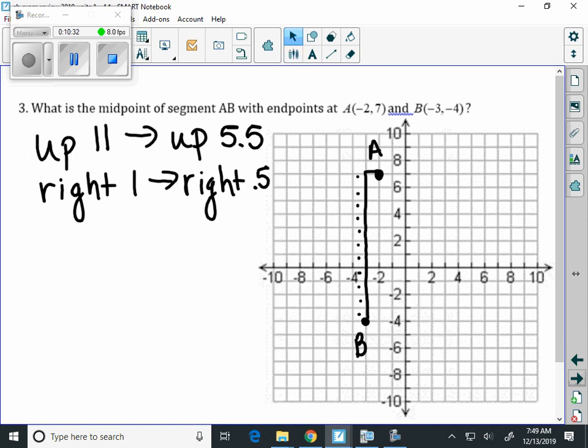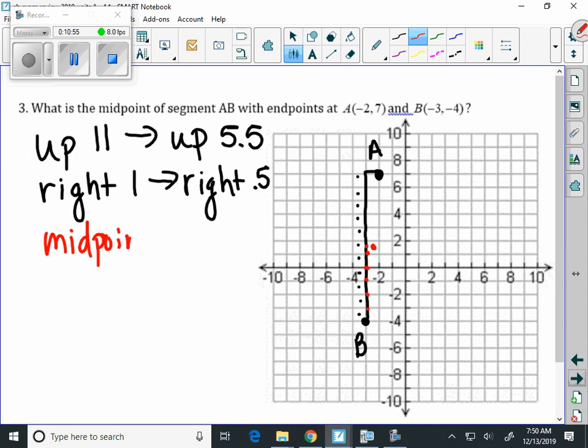So if we go back and count, again, remember we started with B when we did this. So we're going to count 1, 2, 3, 4, 5.5, and then right 0.5. So there's our point. And then our midpoint is that red point there. The midpoint is -2.5, and then we went up 1.5.